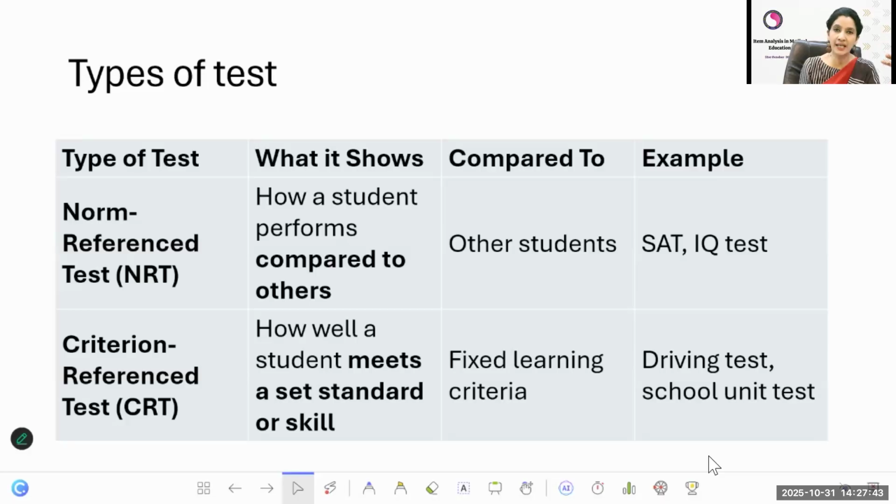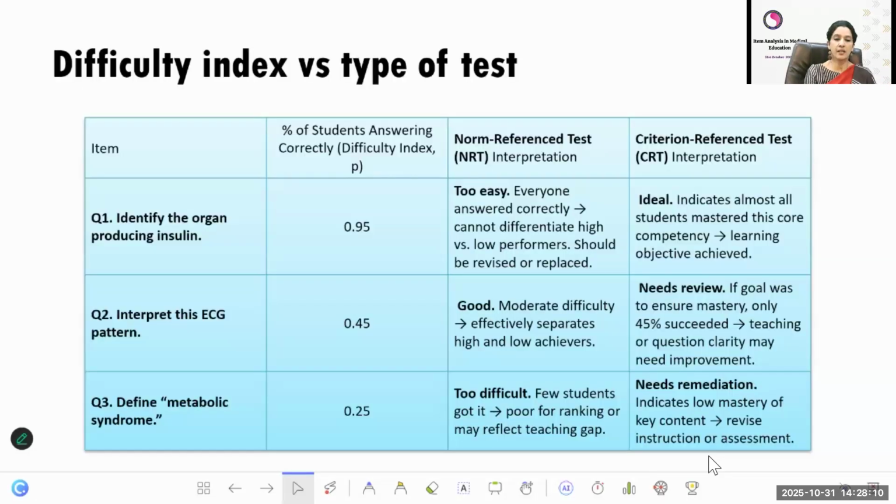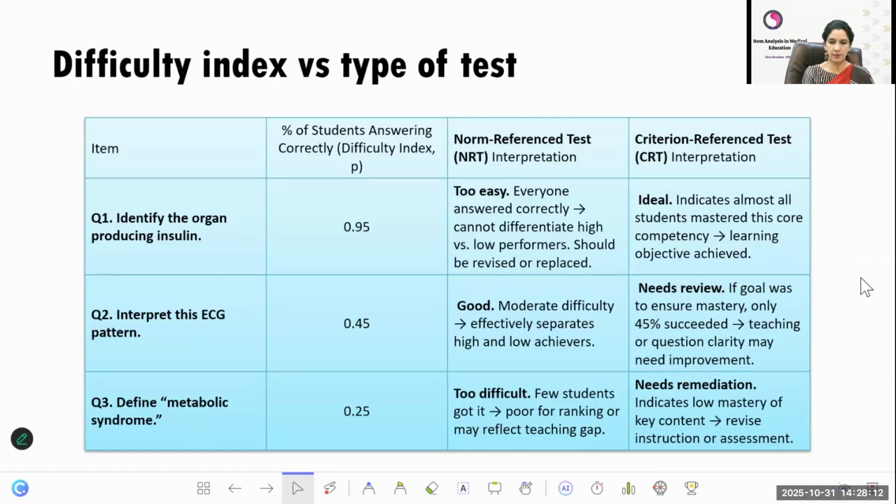Because for difficulty index, generally we say that it should be between 0.3 to 0.7. So whatever we are talking about today is related to the norm reference test. Norm reference means when one student is compared to the rest of the students, then the difficulty should be between 0.3 to 0.7.